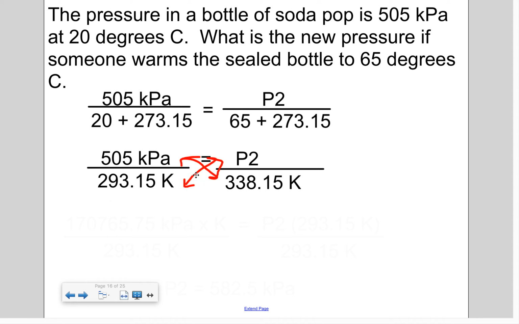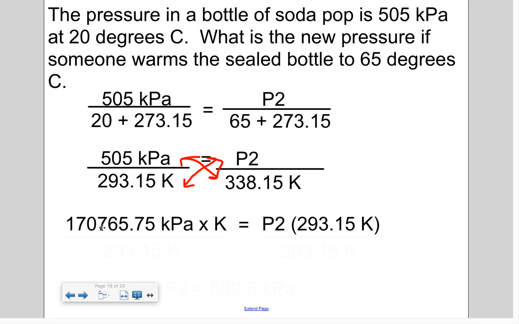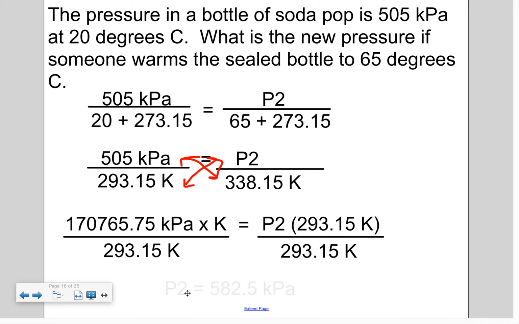Now I'm going to cross multiply. 338.15 times 505. It's a very large number, 170,765.75 equals P2 times 293.15. Get P2 by itself, you divide by 293.15 on both sides, and P2 equals 582.5 kilopascals. So really, I think all these problems are trying to make sure that you have the same conditions, the before and the after lined up, and then always make sure you have the right units. So if you're dealing with kilopascals, your new pressure better be in kilopascals.